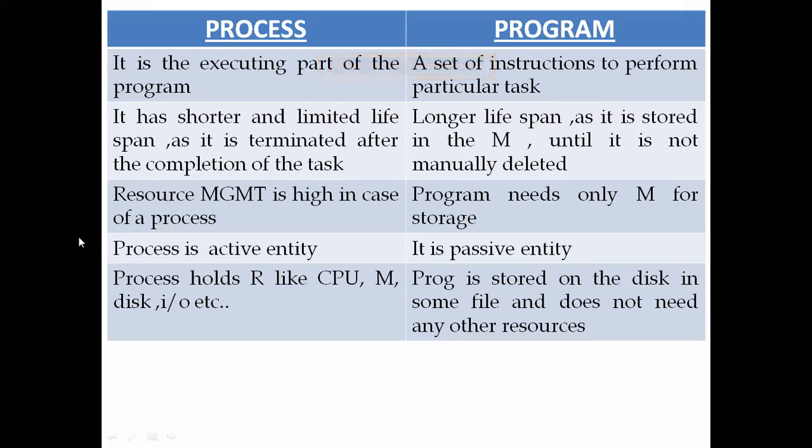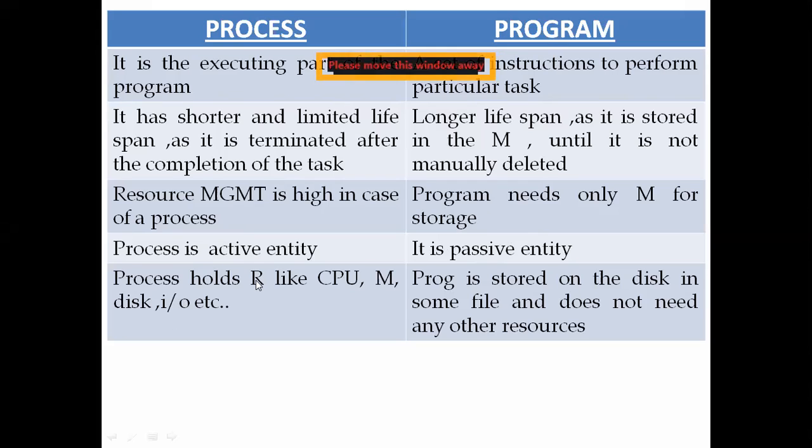The fifth point is that a process is an active entity. Why is it called an active entity? Because any process will be ready for execution upon receiving resources. Hence the process is an active entity, while the program is a passive entity. Why is the program a passive entity? Because a program does not need any resource, and if the program is stored in the hard disk, it will not have any sort of resources. Hence, the program is a passive entity.